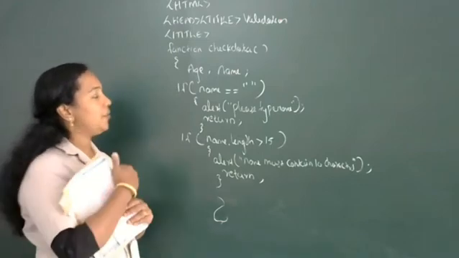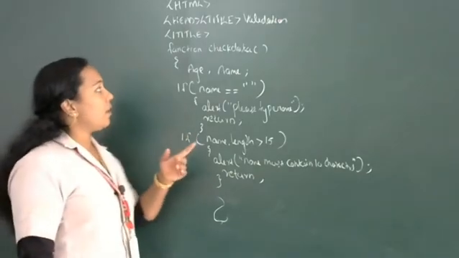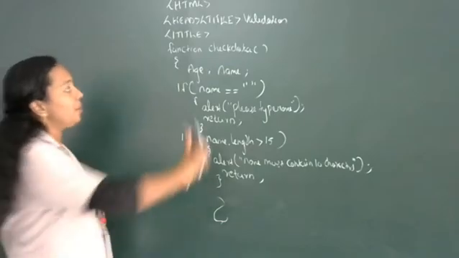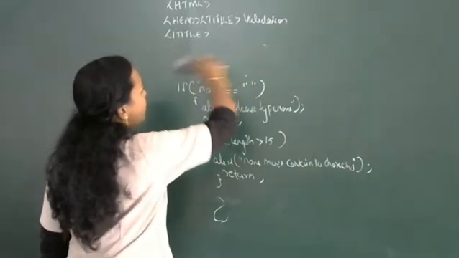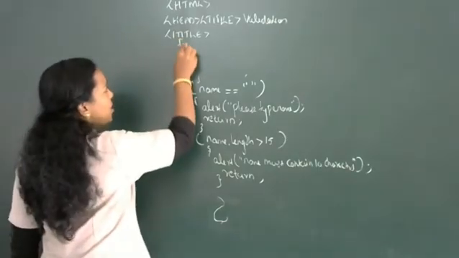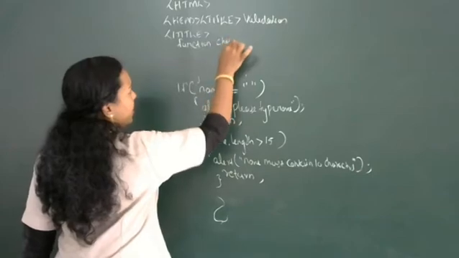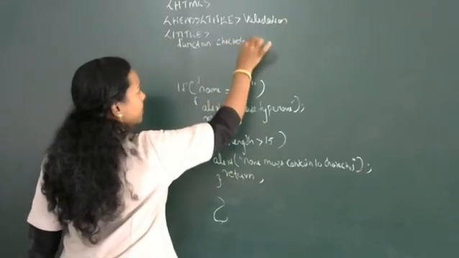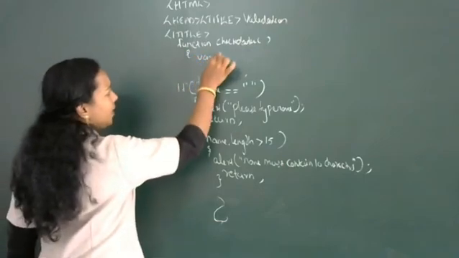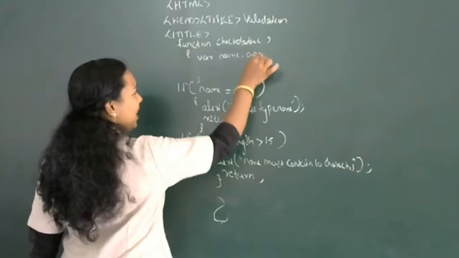If name equal to, then look here, the number of variables. How many variables we are using here? Age and also name. After function check data. Okay, what is our function name? Function check data. That is our function name. The number of variables: var name comma age.